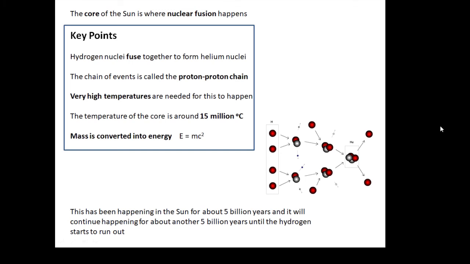E equals mc squared. This has been happening in the sun for about 5 billion years, and it will carry on happening in the sun for about another 5 billion years until the hydrogen starts to run out. And then interesting things will happen, which we talk about in another topic.